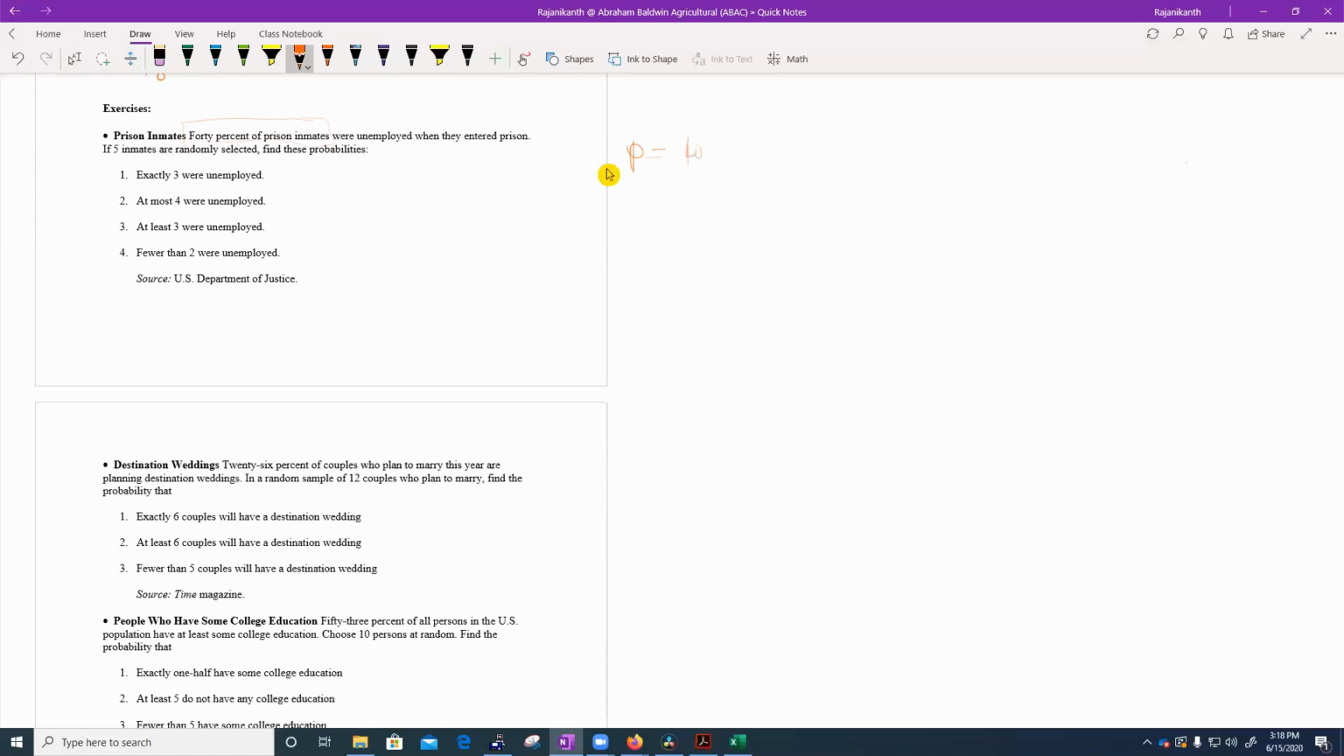So 40% means if you divide by 100, you will get 0.4. So this is going to be the success for each trial, and little q is the remainder left over from 100%, right? Which is 60%, and that is going to be the failure probability. Therefore, that is 0.6, right?